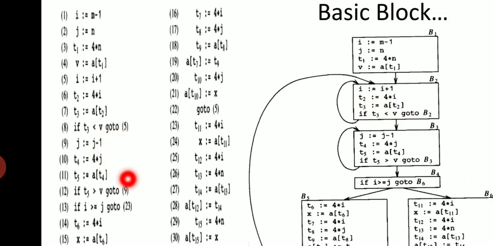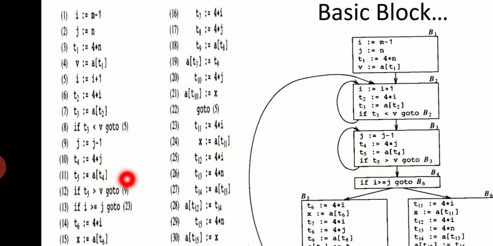Then again go-to of 9. So till 12, if T5 > v, it is a block. Then go-to of 9 means j = j - 1, the same block, so we have shown it as a self loop. Then again, the rule says that the statement immediately after the go-to statement is also a leader. So after this go-to, again a statement, which is again a go-to statement. So we can say that if i >= j is a leader, and it forms a basic block.